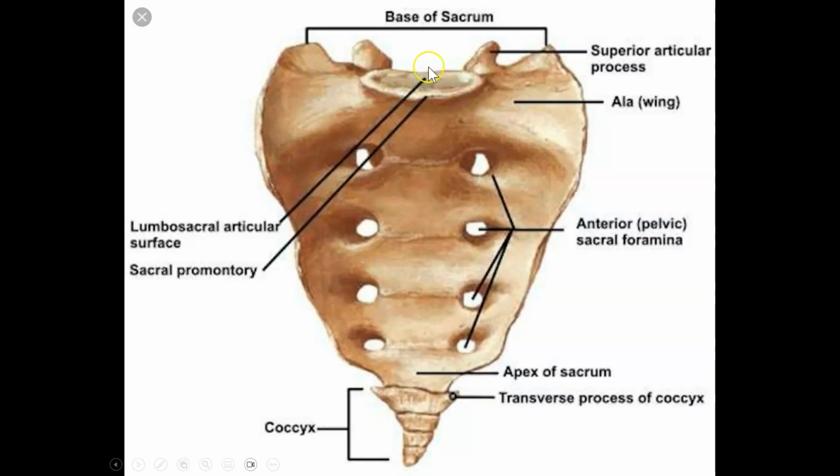articulation with the L5, with the disc and the articular facets, ala, site for screw application in lumbosacral fusion, and the sacrococcygeal joint articulating the caudal sacrum with the upper part of the coccyx.